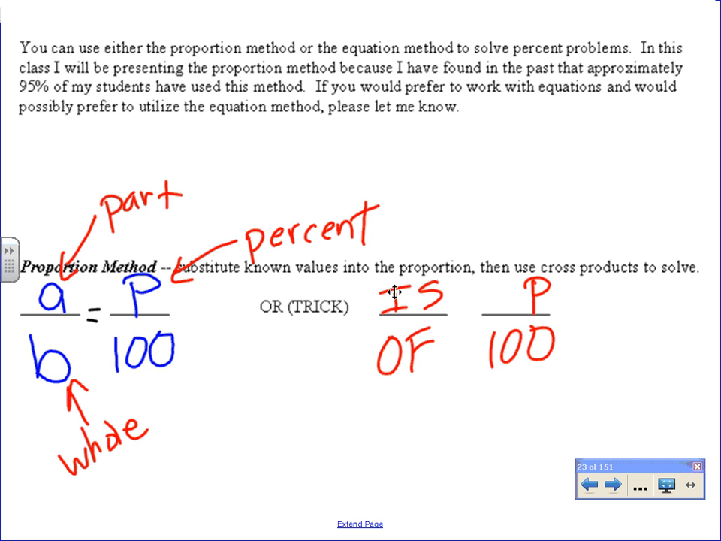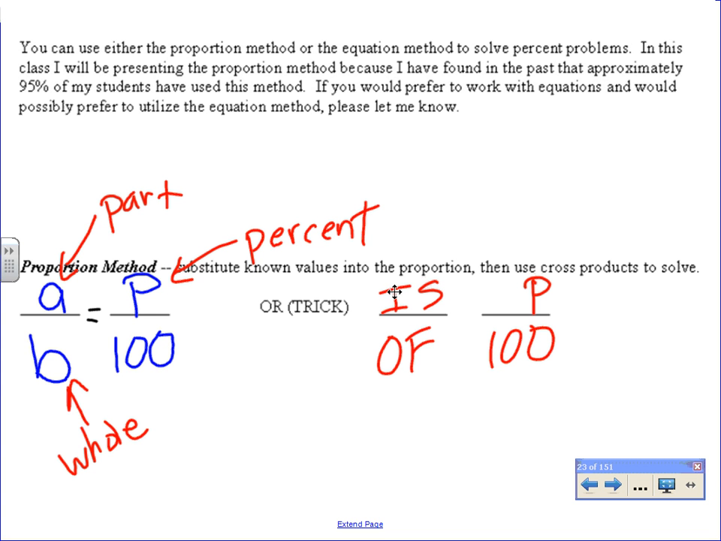I have never taught it this way. I was tutoring someone last year in 7th grade, and one of the teachers, I'm not going to take credit for it, shows them is over of. The part typically always has a keyword is in front of it, and the whole number typically always has a keyword of in front of it. So if you ever get confused as to what the part is and what the whole is, is over of equals P over 100 works a lot.